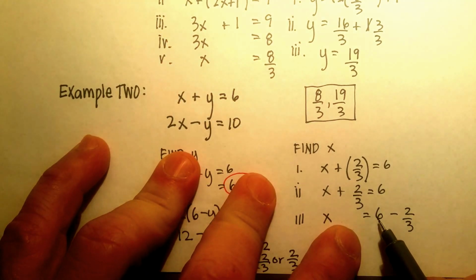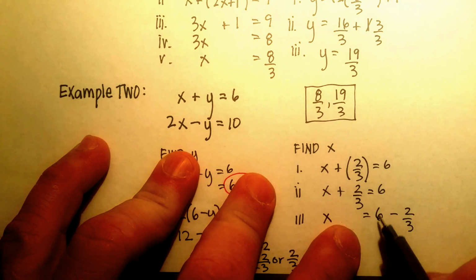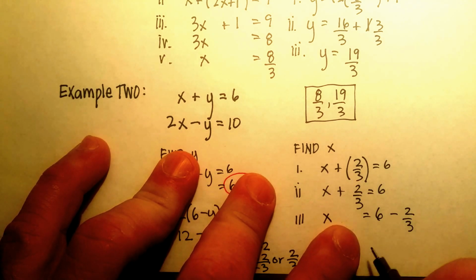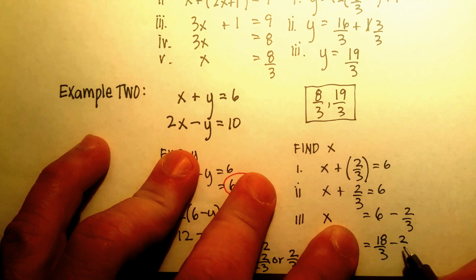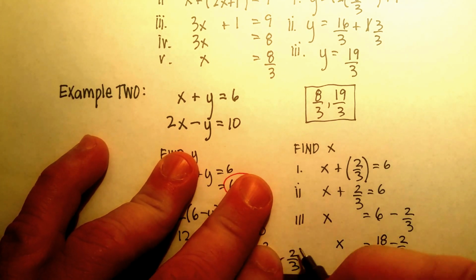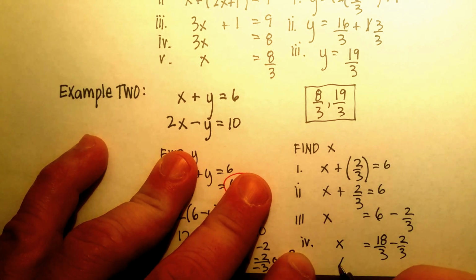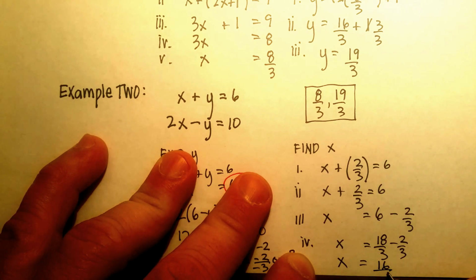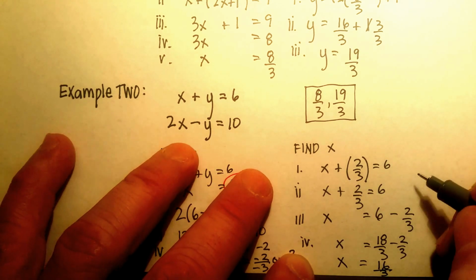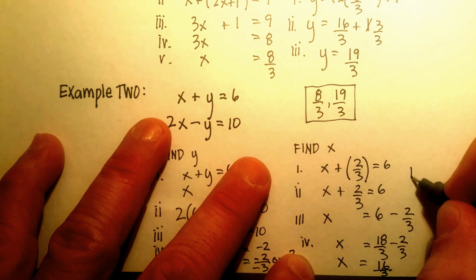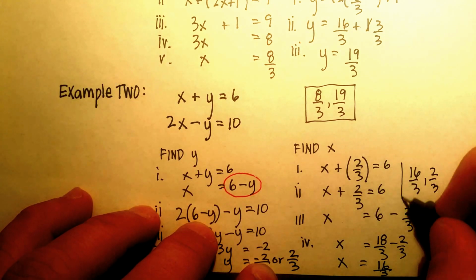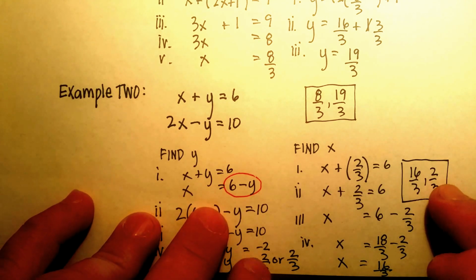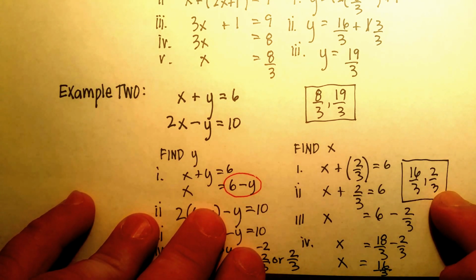Sorry, I keep running out of paper here, but let's just do that again. Let's remember to convert this, so multiply by 3 over 3, right? And that'll give me 18 over 3 minus 2 over 3 is equal to my x. And that just gives me x is equal to 16 over 3. So my answer for this one is x is 16 over 3 and y is 2 over 3. And you can check those by putting them into your calculator.